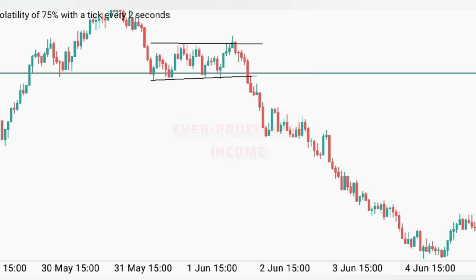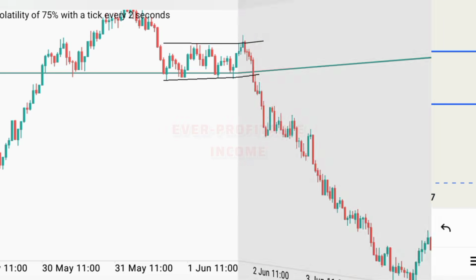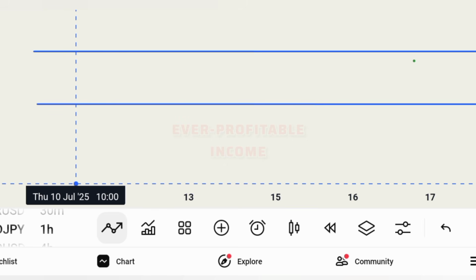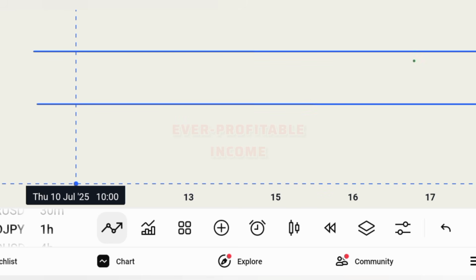Now let's talk about the entry strategy to use in a breakout trade. There are two types of entry for you to use. So I'm going to go over to my illustration board and illustrate that, and we'll be back to the charts to see real chart examples. I'll be illustrating the first type of entry, which is the momentum entry, or the breakout entry. You enter a trade immediately after the breakout candle closes.